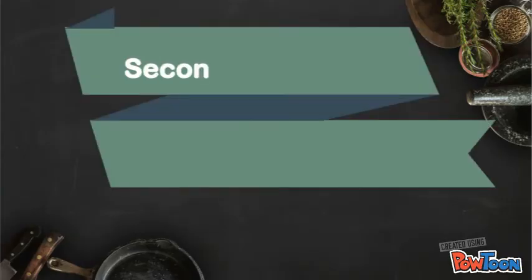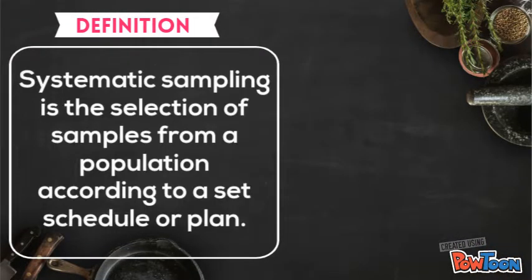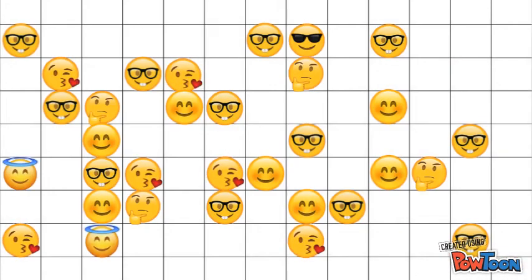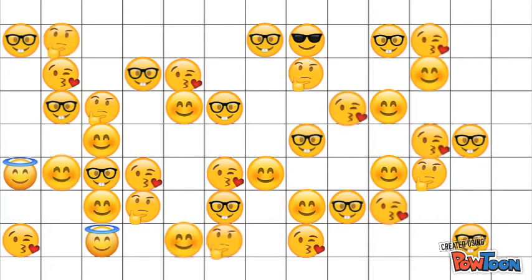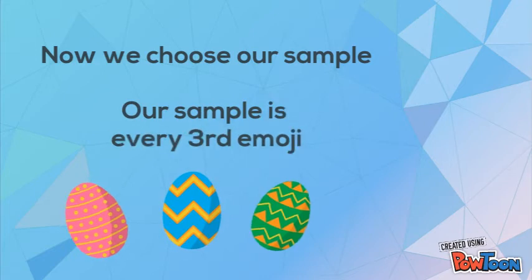Next, we focus on systematic sampling. Systematic sampling is the selection of samples from a population with a random starting point and a fixed periodic interval. So let's look at the example. This is our population. A systematic sample can be selected from a population of 4 emoji. Now we are selecting every third emoji as our sample.